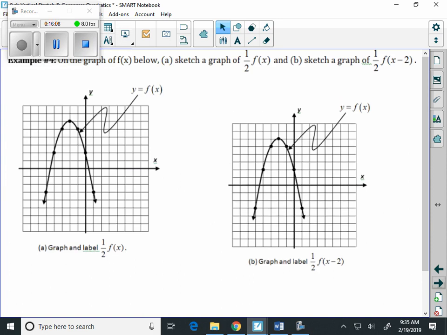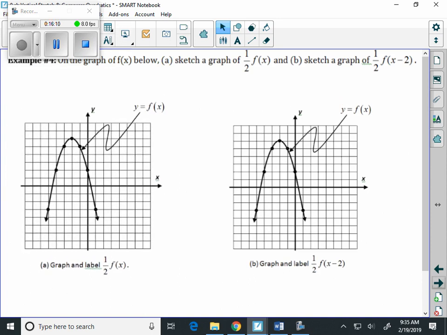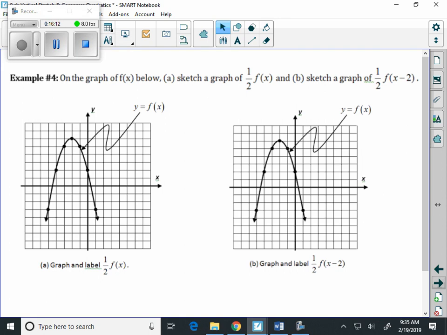And to finish, kind of like the problem at the top of our page here, it says on the graph of f of x below, sketch a graph of 1/2 f of x. So this time we're going to vertically compress the graph. And then when we get over here to the right side, then we're going to do something else to it. But let's deal with the left side here first.